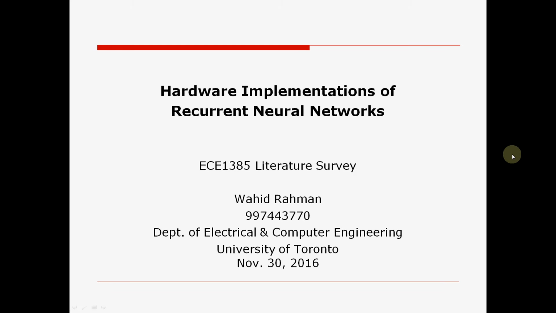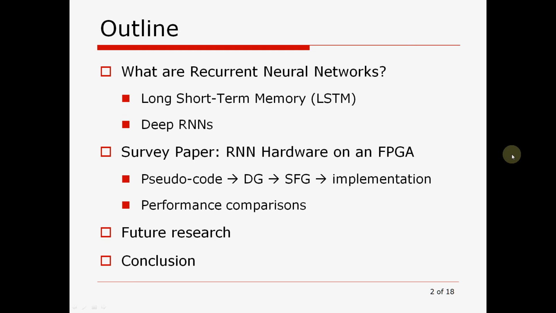Hi. So today I'll be talking about hardware implementations of recurrent neural networks as part of my ECE1385 literature survey. So in this talk I'll discuss what recurrent neural networks, or RNNs, are. I'll talk about a specific type of RNN called a long short-term memory, or LSTM. I'll also discuss what deep RNNs are.